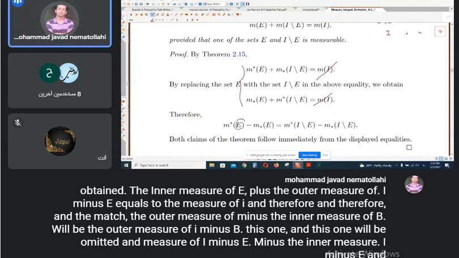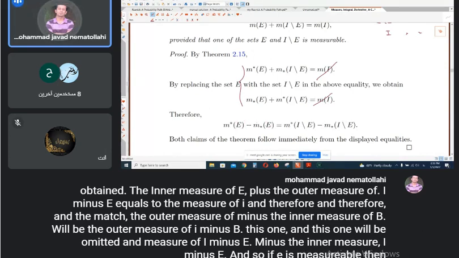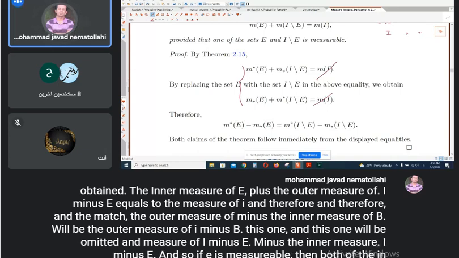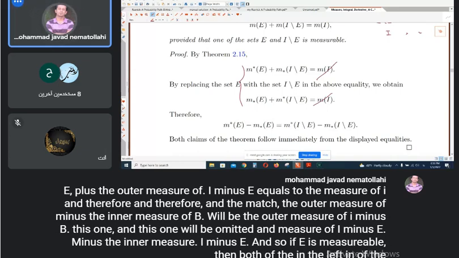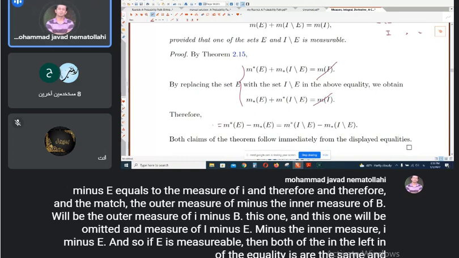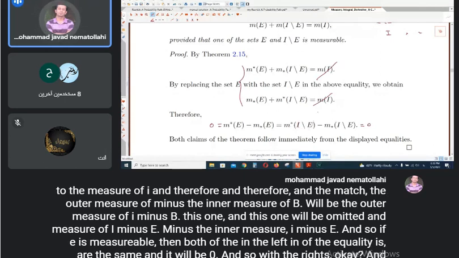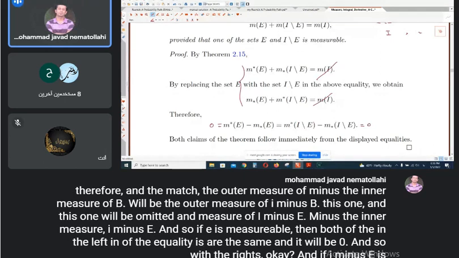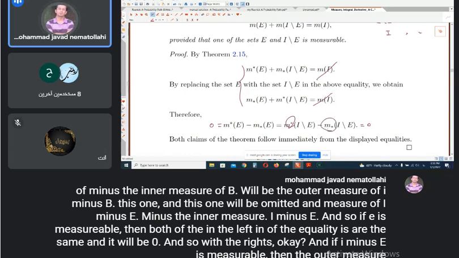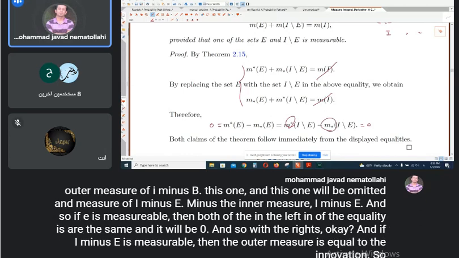And so if E is measurable, then both terms on the left of the equality are the same, and it will be 0, and so is the right side. Okay, and if I minus E is measurable, then the outer measure is equal to the inner measure. So the right hand of the equality will be 0, and so is the left hand of the equality.